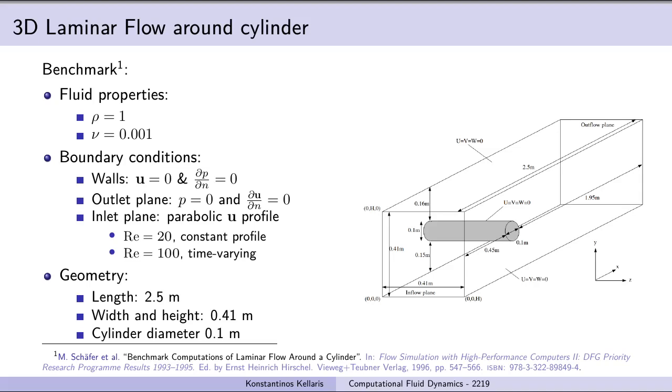It is a study of the three-dimensional laminar flow around a cylinder. The cylinder lies inside a channel with an inlet and an outlet, and all the other surfaces are walls. The velocity on the walls is zero, same as the pressure gradient. This is called a no-slip boundary condition. Furthermore, at the outlet, the velocity gradient and pressure are zero. Finally, in the inflow plane, a parabolic velocity profile is specified. I investigated two cases, one with a constant velocity and one with a time-dependent profile.